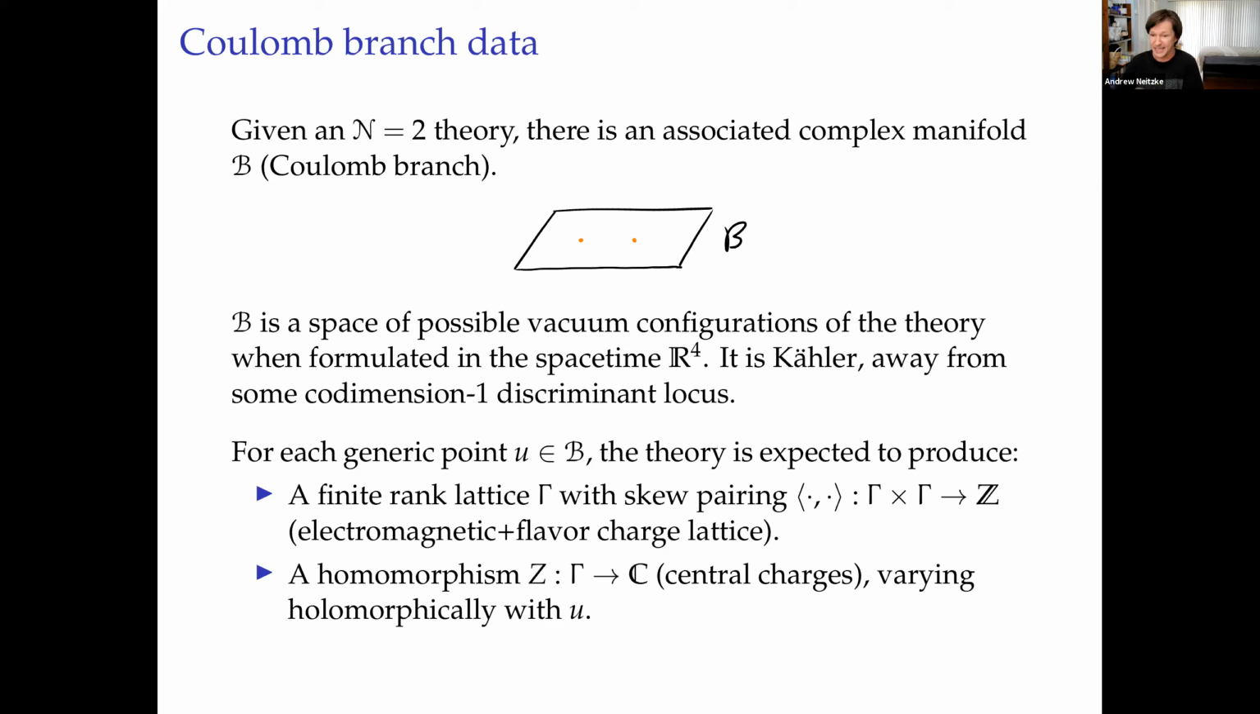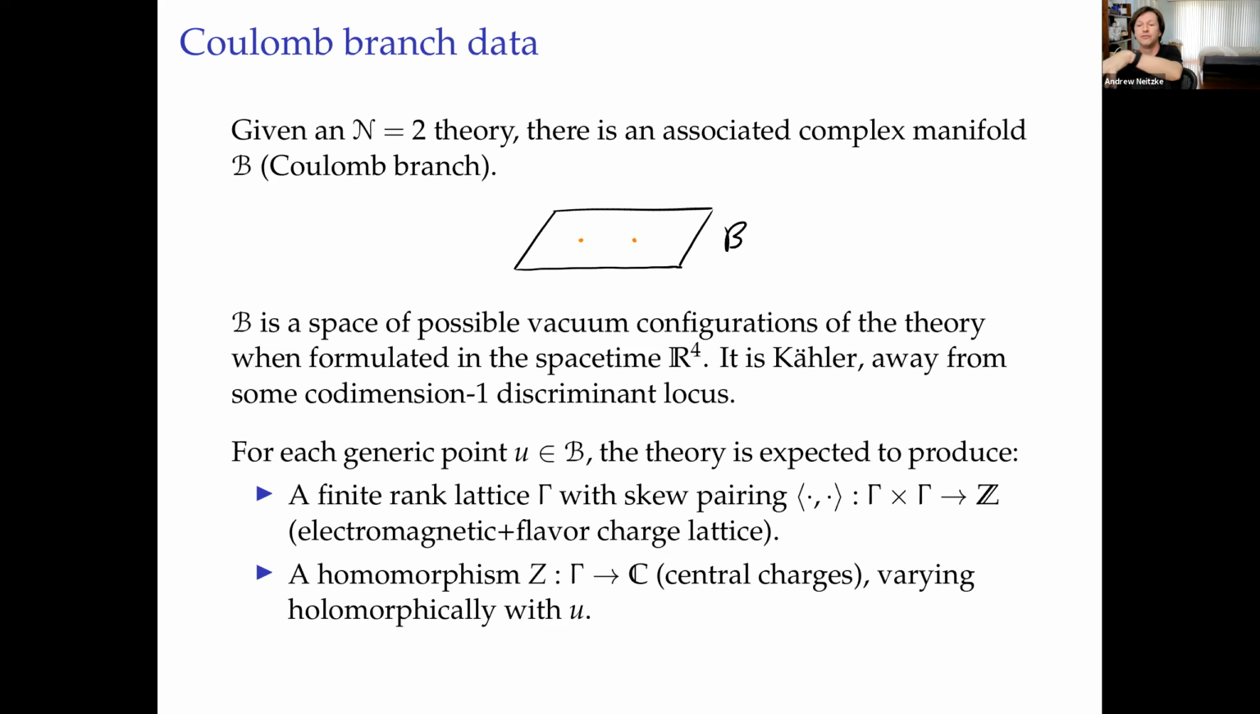It's keeping track of their electromagnetic charge and also some other thing called a flavor charge. It's fine to think of the case where there are no flavor charges, only the electromagnetic charge. And then there's another piece of data. That first datum, the lattice, you could understand perfectly well just by thinking about ordinary electromagnetism. The second datum is a little more exotic. It really has to do with supersymmetric theories, and that's a homomorphism from the charge lattice to the complex numbers. And that's called the central charge homomorphism.